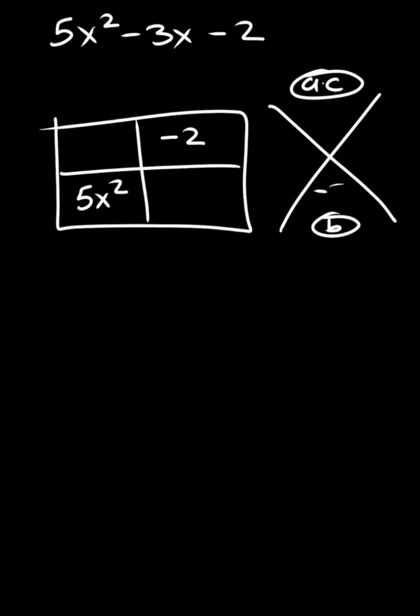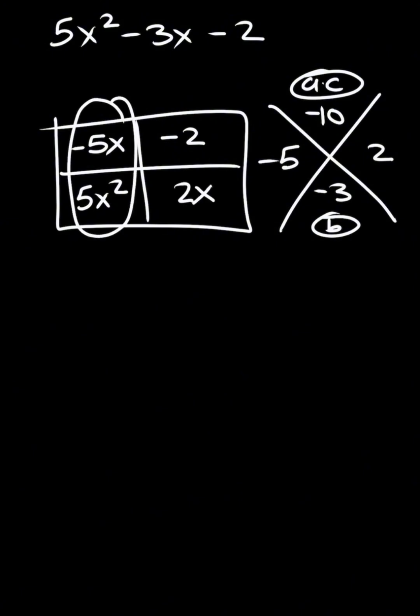So our just b is negative 3, and at the top, we have 5 times negative 2, which is negative 10. What two values multiply to give us negative 10, but add to give us negative 3? We have 5 and 2. And because 3 is negative, then the bigger number has to be negative. So now we just plug these in wherever. So negative 5x and 2x. First we look at this column. What things do they have in common?